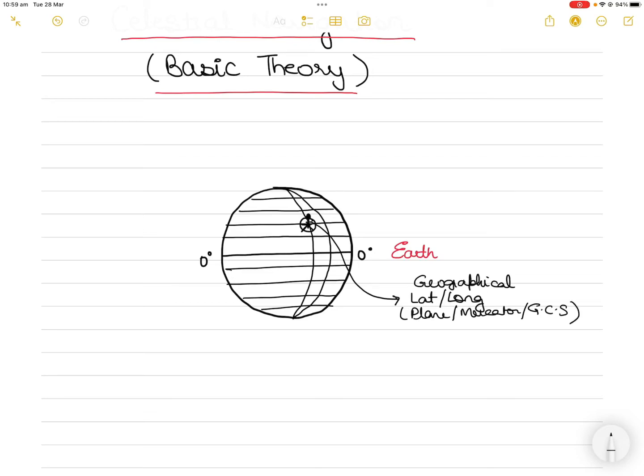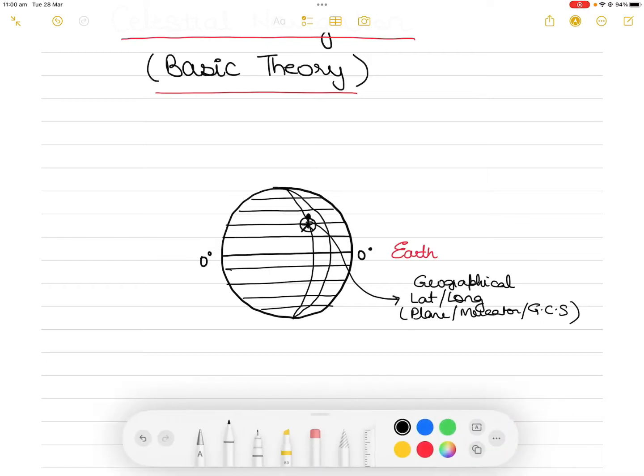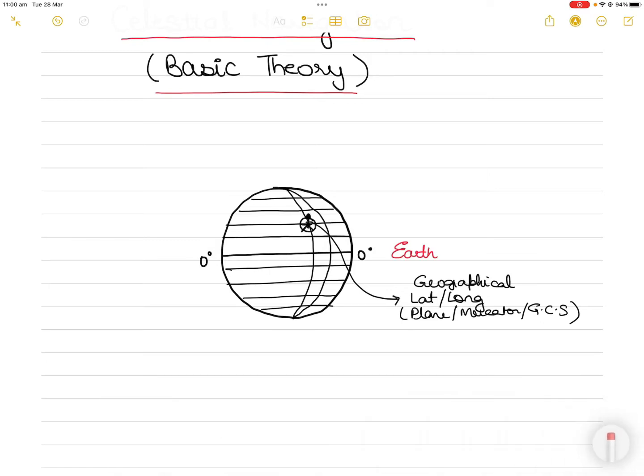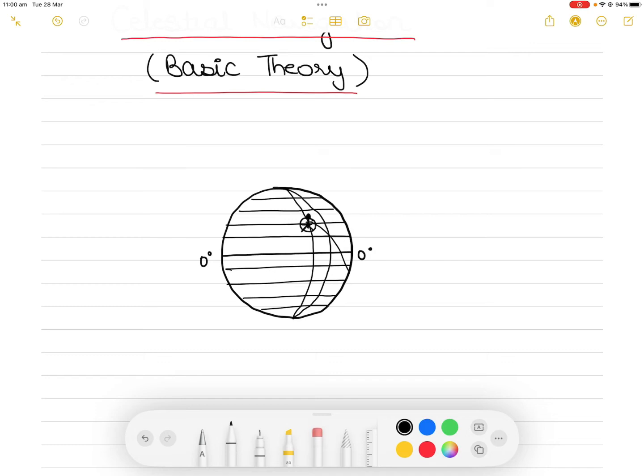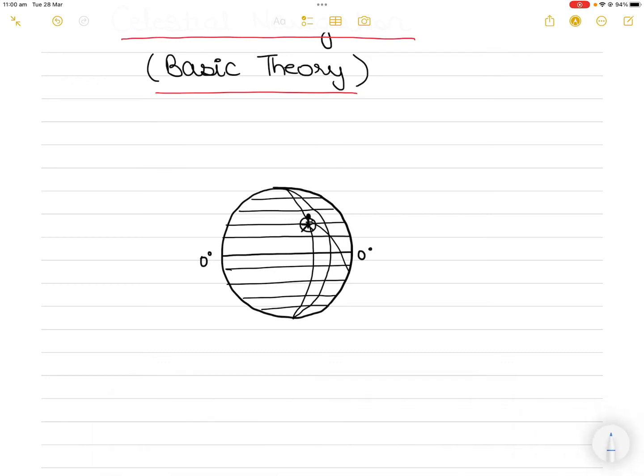All right, so what happens in celestial navigation? Basically, celestial navigation is used when you cannot use any of the geographical coordinate systems. You could say that if your GPS fails and you don't have access to your latitude and longitude, how would you go about plotting the position of a ship, or even a user or an observer on the surface of the earth? To do so, we use a celestial navigation system.